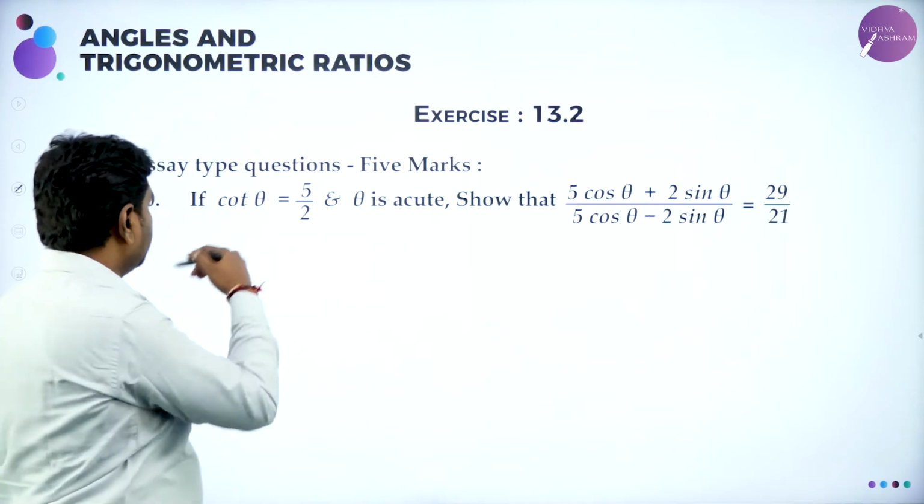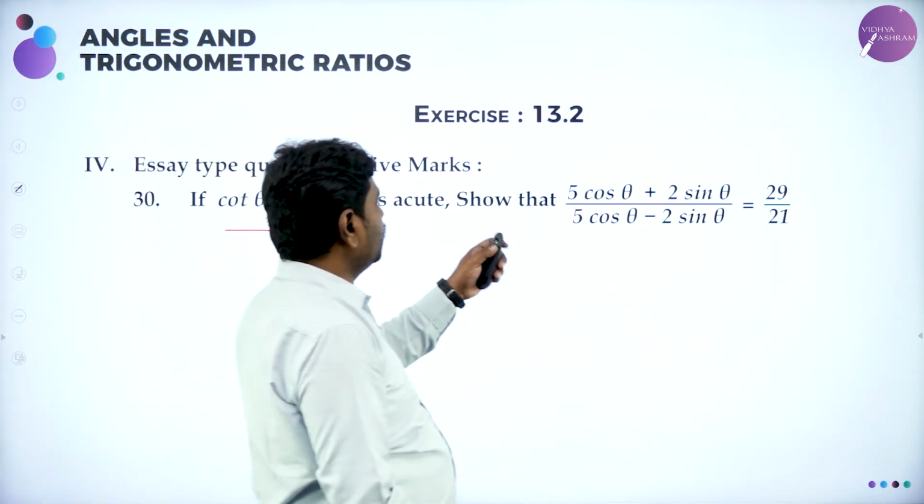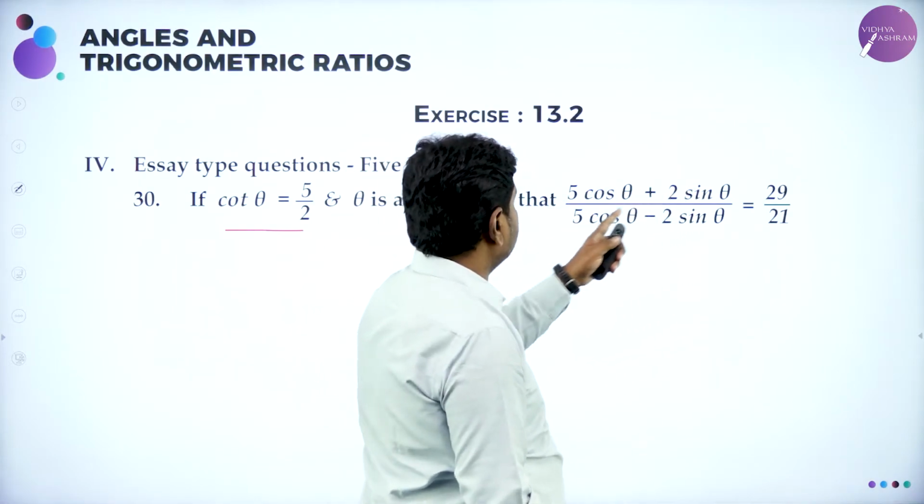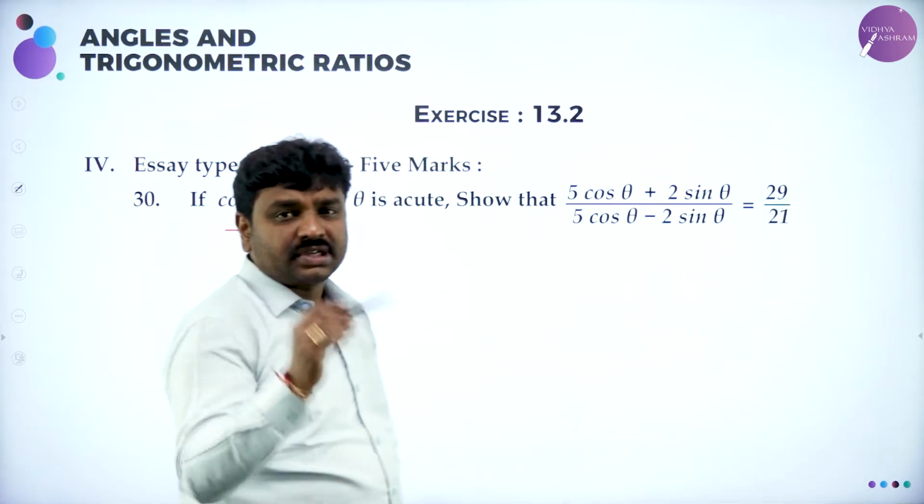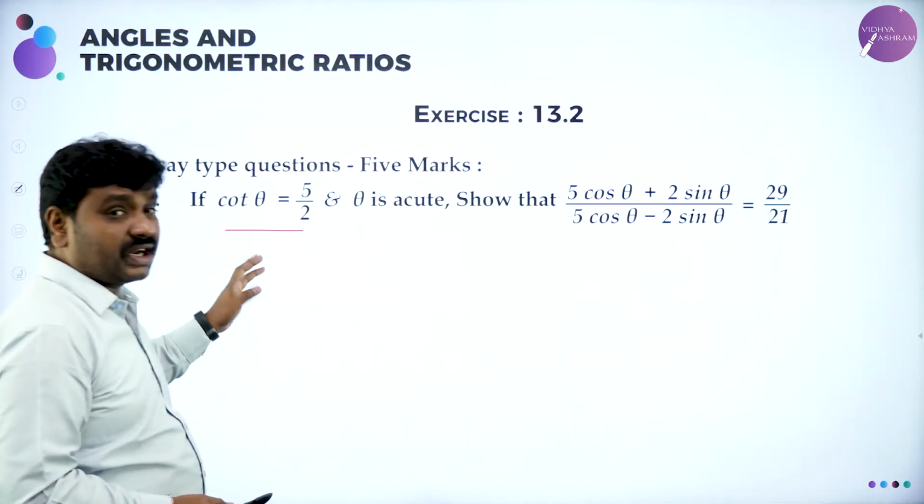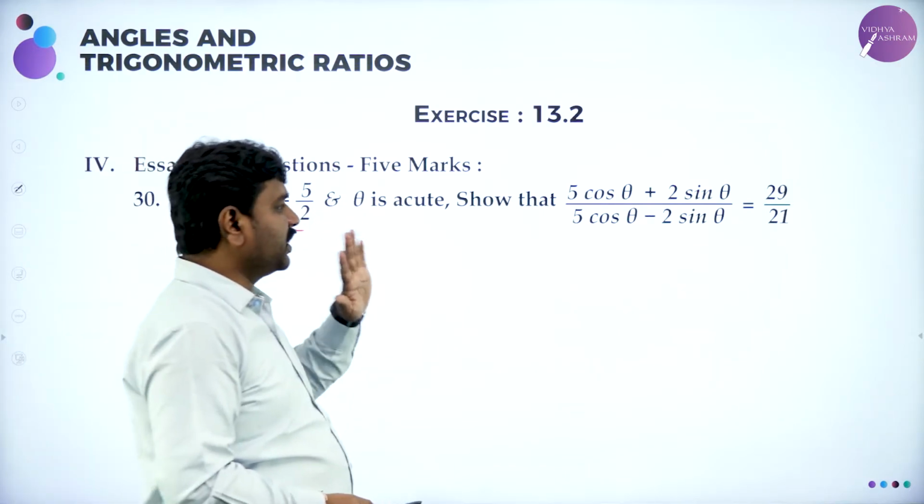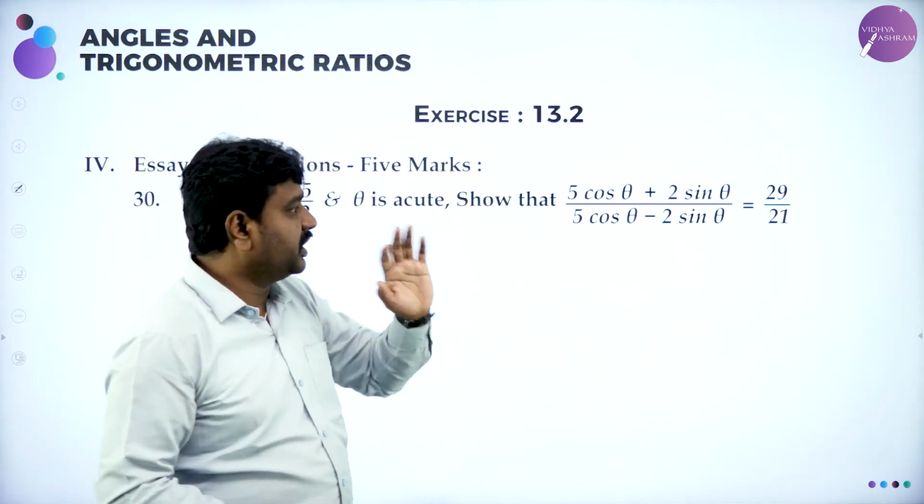Now we'll go to problem number 30. They gave cot theta is 5 by 2. They wanted to show that 5 cos theta plus 2 sin theta by 5 cos theta minus 2 sin theta is equal to 29 by 21. See dear students, here cot is given. So you can draw a triangle and find the remaining, or in spite of that better is you can make the numerator and denominator in terms of cot by dividing.